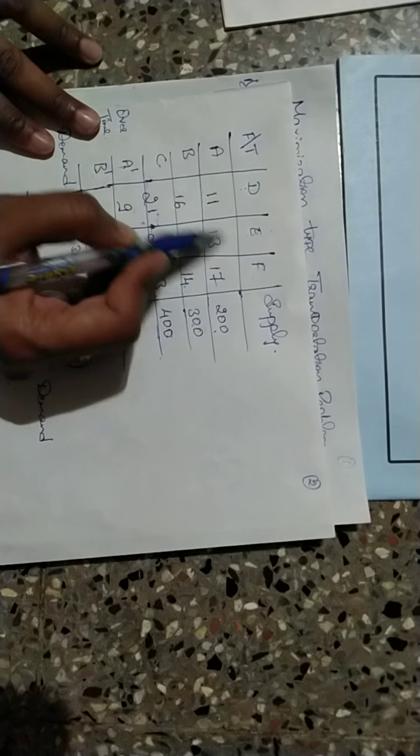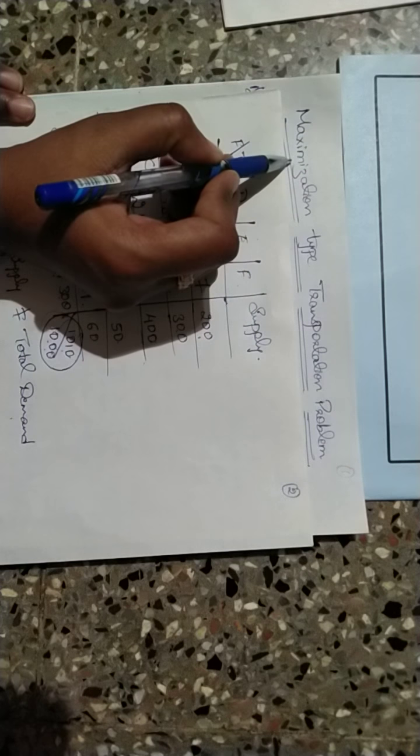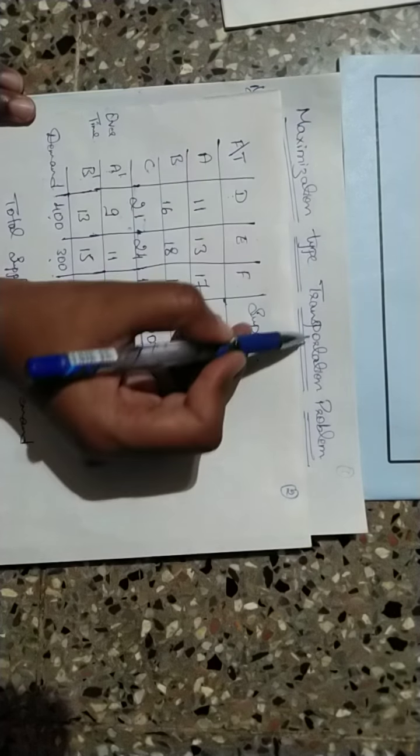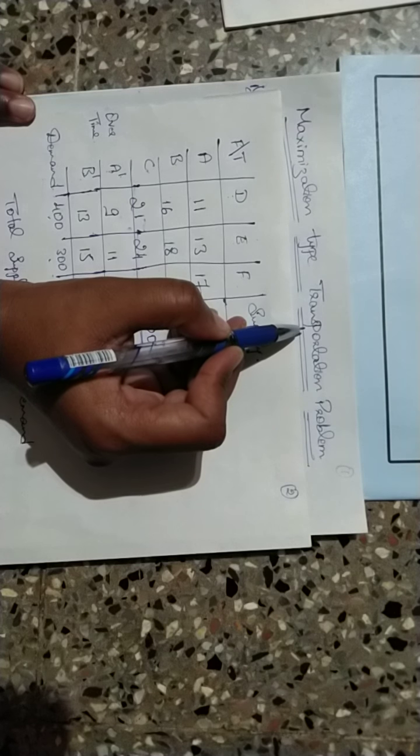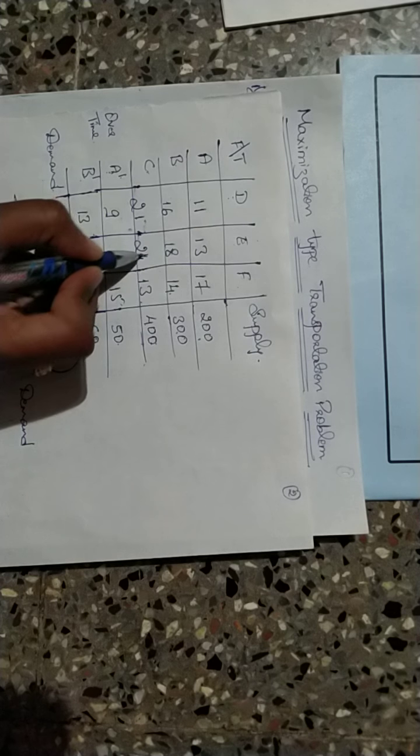Okay, along with that, we know that it is a maximization type of transportation problem. Whatever cost is given in these cells represents the profit value, but we are always trying to reduce the transportation cost. In such cases, first we need to convert this maximization type of transportation problem to the minimization type by subtracting all the element values from the maximum value in the matrix.